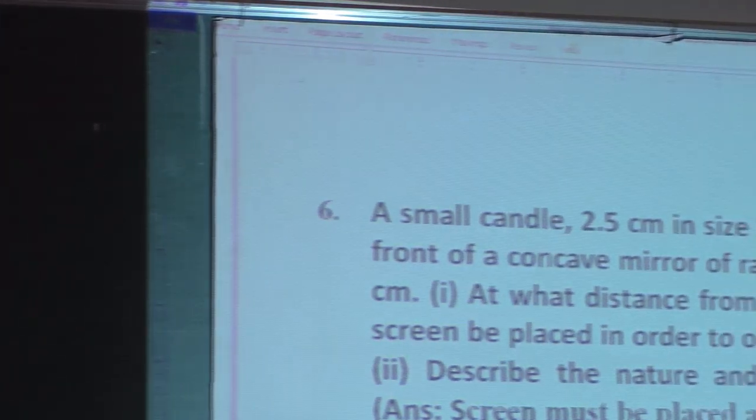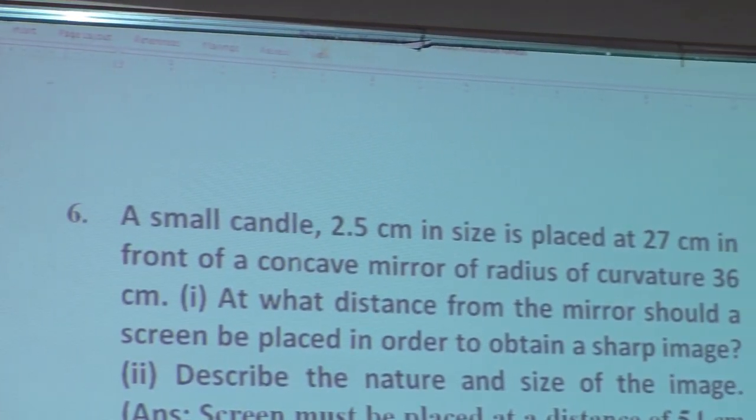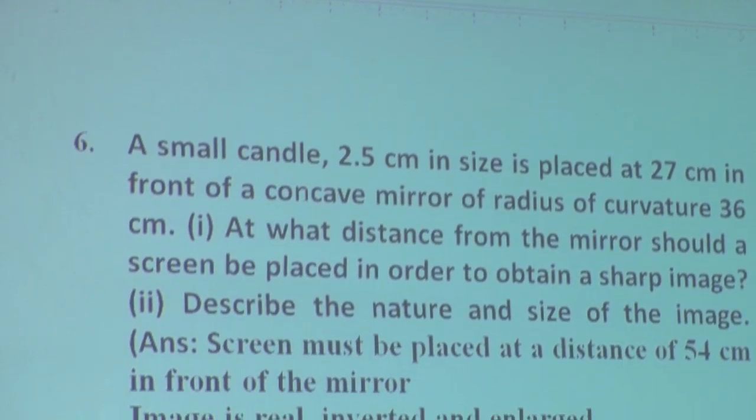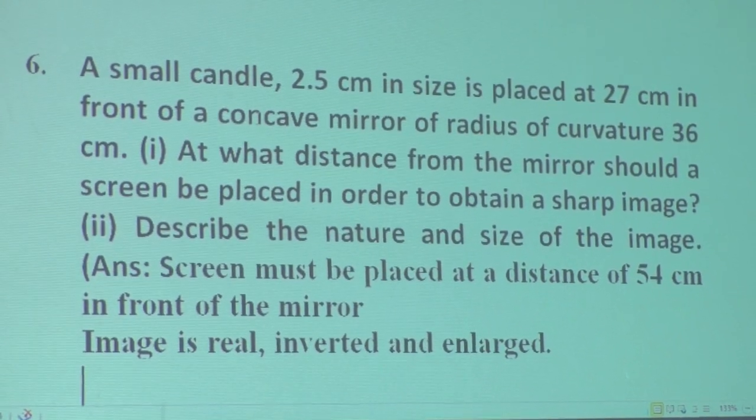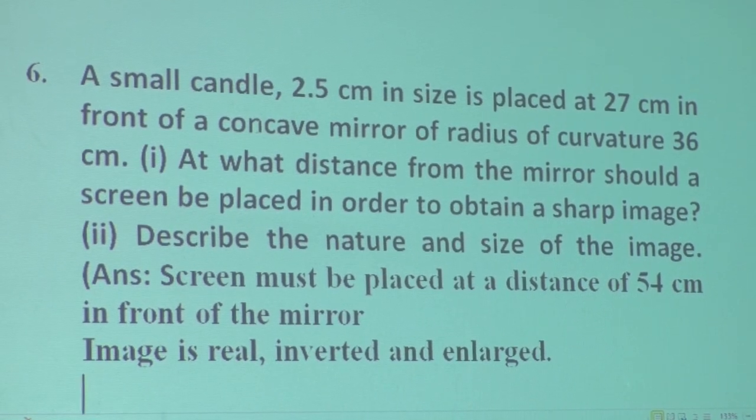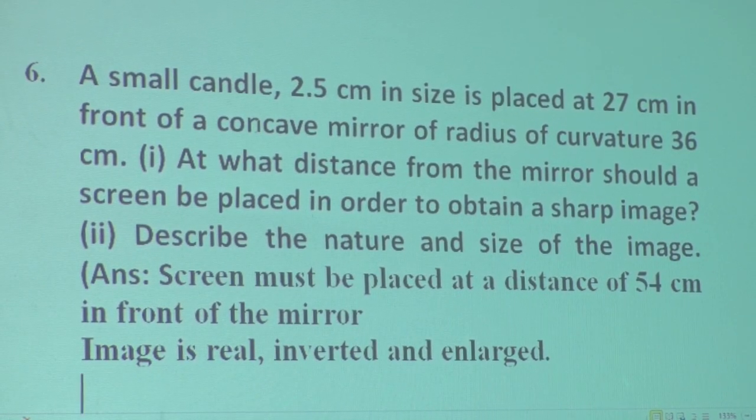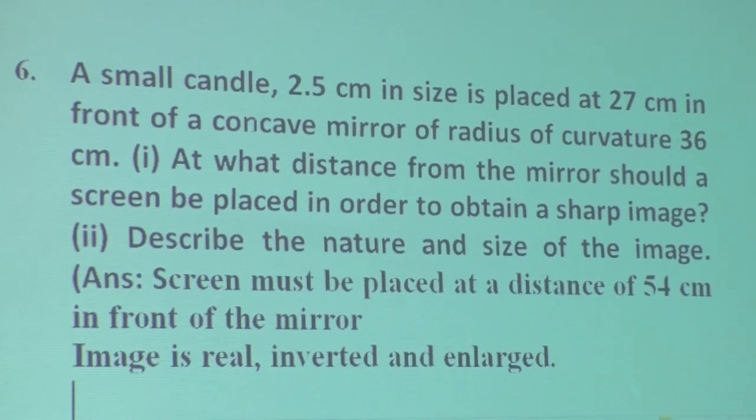Yes, a similar problem. A small candle, 2.5 centimeter in size, is placed 27 centimeter in front of a concave mirror of radius of curvature 36 centimeters. At what distance from the mirror should a screen be placed in order to obtain a sharp image? Describe the nature and size of the image. Okay, you can see the answer, but we have to analyze this. Right. What is the problem?